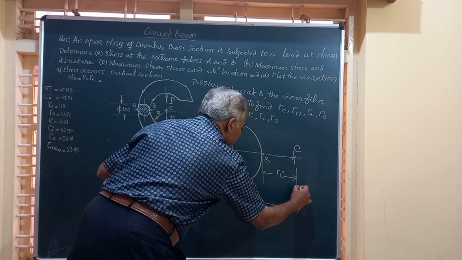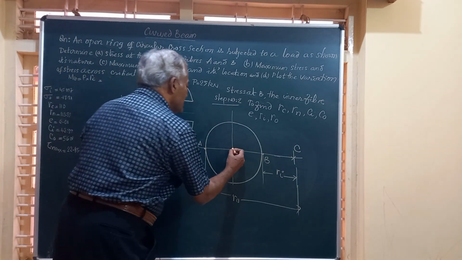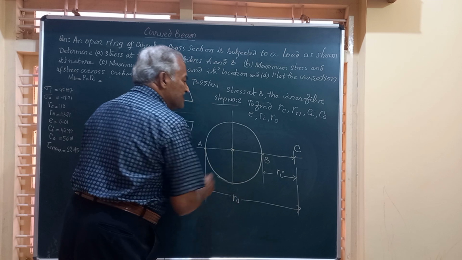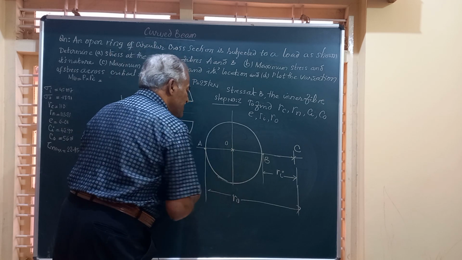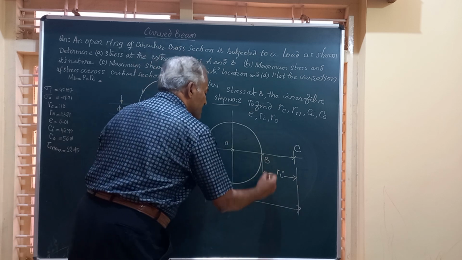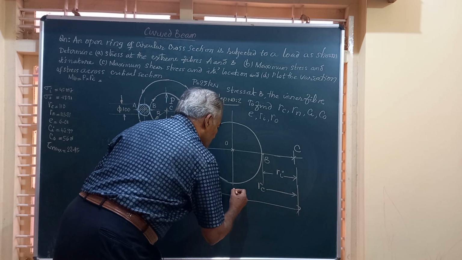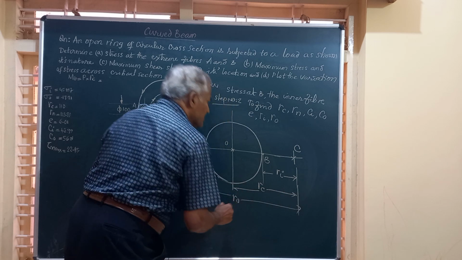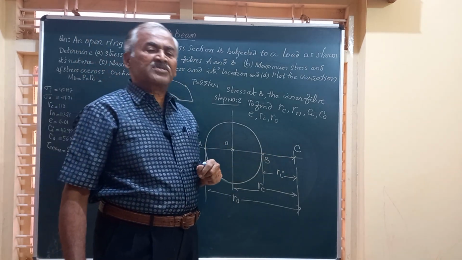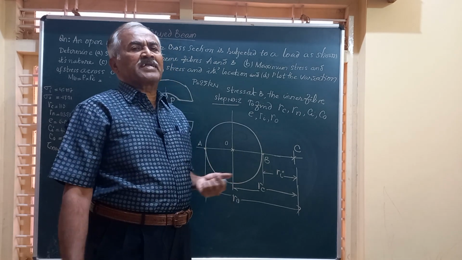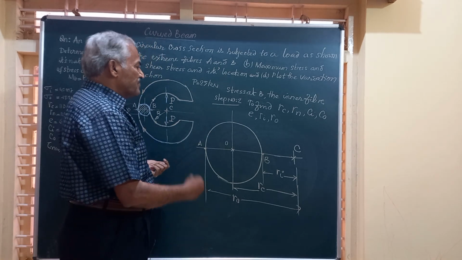This is R naught. For this circular cross section, the center of gravity is here. We will call this O, the center of gravity, and the distance from here to here is called RC. RC is the distance from the center of curvature to the center of gravity, CG, of the cross section. It could be a rectangle, a square or a trapezium, whatever it may be. You have to find that out.